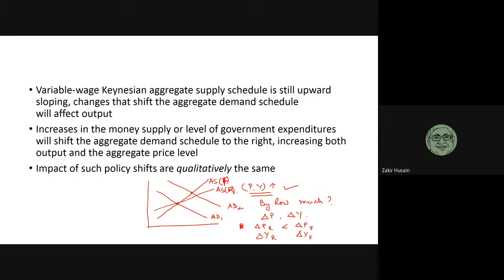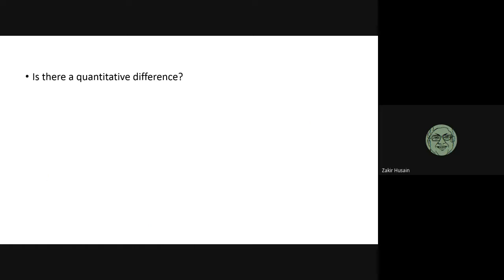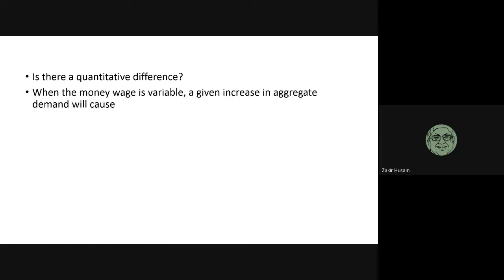Look at the output increase. Rigid case is higher. So qualitatively it is the same. Prices and output are going to go up, but by how much? Here there's a difference between the two models. Okay, so is there a quantitative difference?